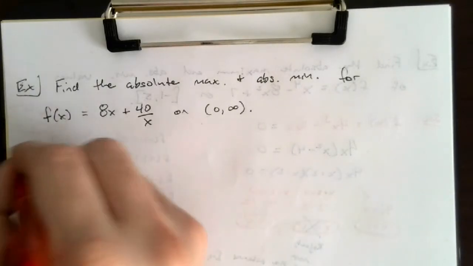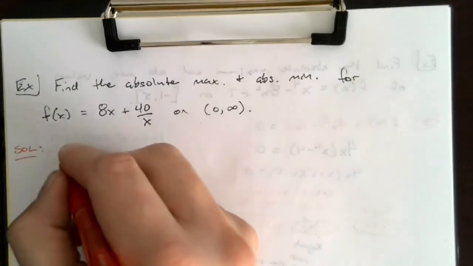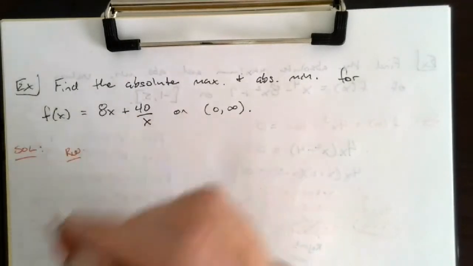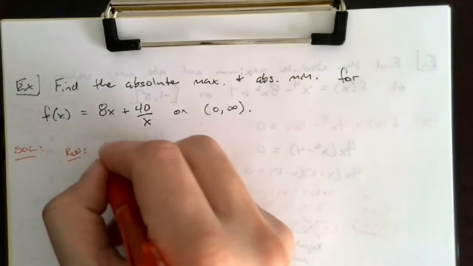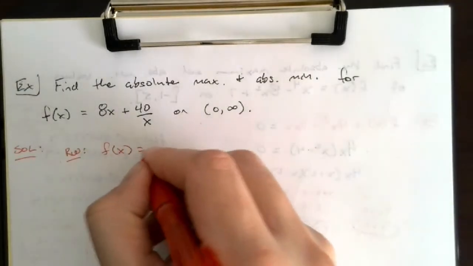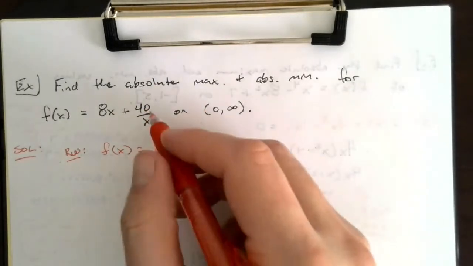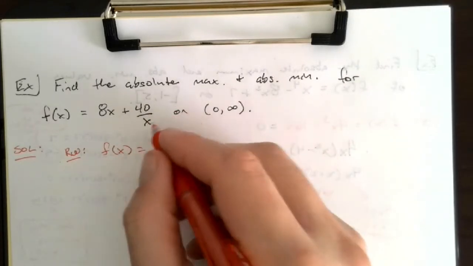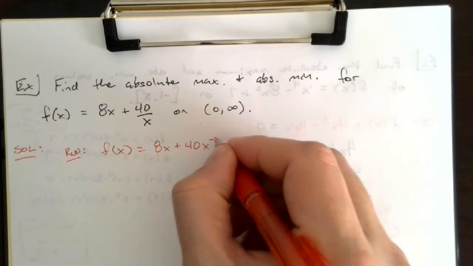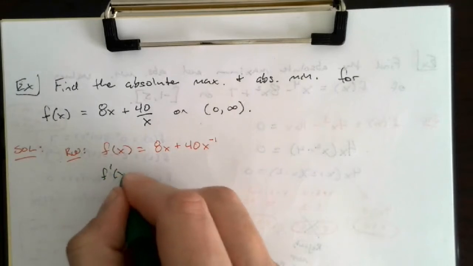So for my solution, I want to find the first derivative of this. Before I can find the first derivative, though, remember I want to rewrite. RW for rewrite here. We're going to rewrite f of x in a form we know how to take the derivative of. So we have f of x equals 8x plus, rewriting the 40 over x as x to a power, plus 40 x to the, remember how you move it up. It was the first power, moving it up to make the exponent negative, so 40x to the negative 1. And now we're ready to take the derivative, f prime of x.